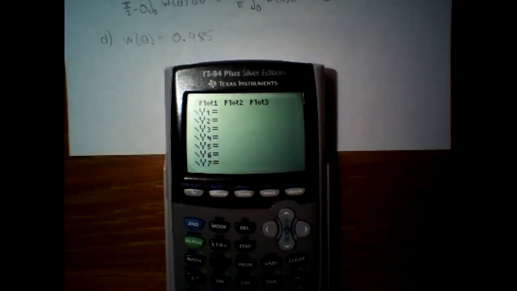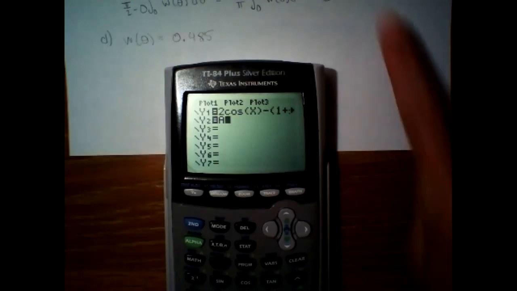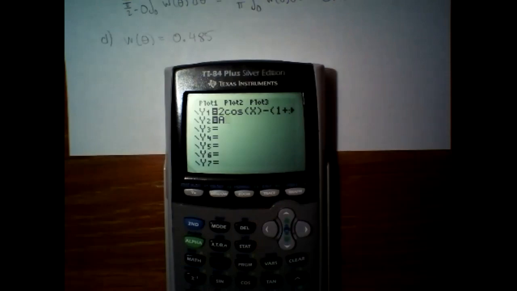So g is 2 cosine of x minus f, which we want to subtract the whole thing, so parentheses around it. Parentheses 1 plus sine of x cosine of 2x. So that is our w of theta in y1, and then in y2 I'm going to put alpha a. That will copy and paste that average value that we found in part C in there for us, because we want to find where these are equal, so we want to find where they intersect.